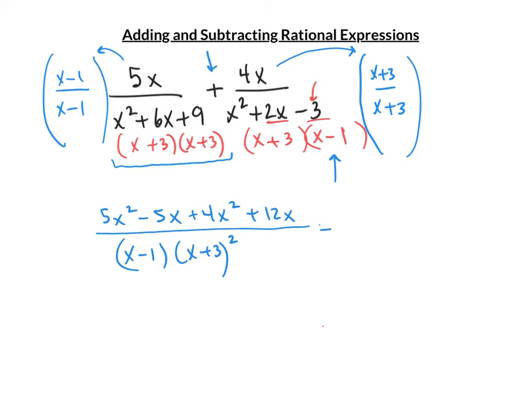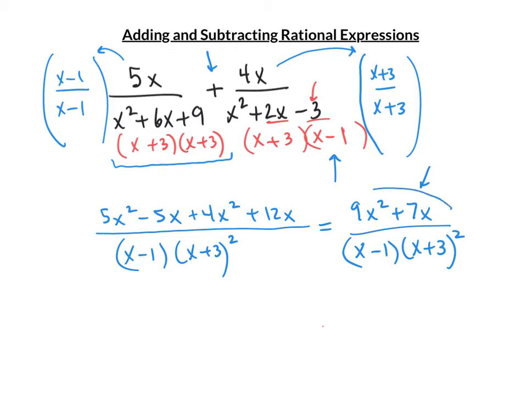Now I'm going to combine like terms. 5x squared and 4x squared make 9x squared. Negative 5x and positive 12x make positive 7x. And this is all over my denominator of x minus 1 times x plus 3 quantity squared. The numerator has a GCF of x. It'll be x times 9x plus 7. It's not going to cancel with anything below, so I don't need to worry about that. This is my answer.